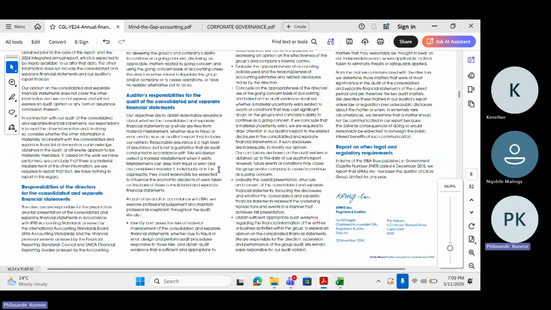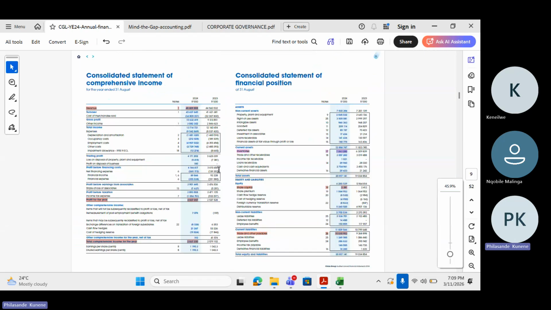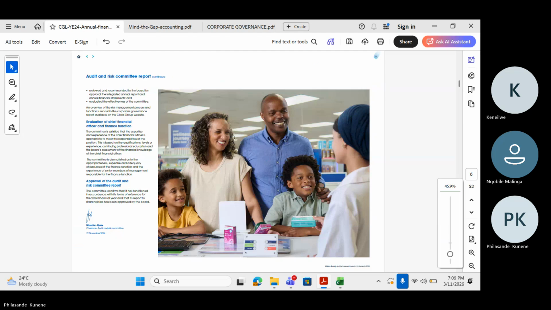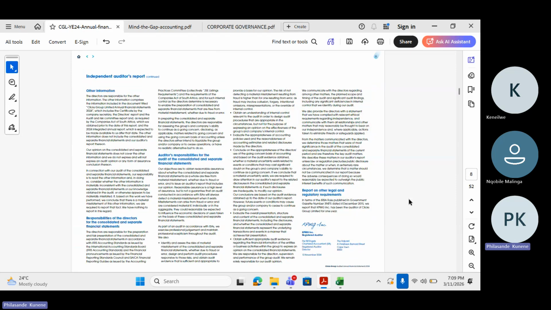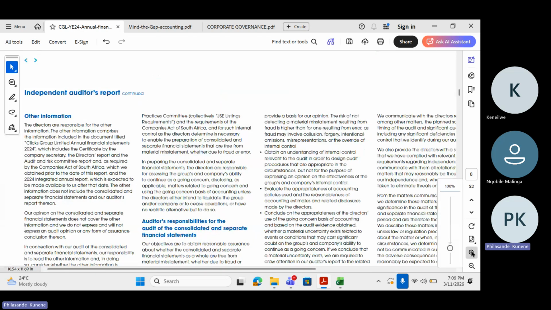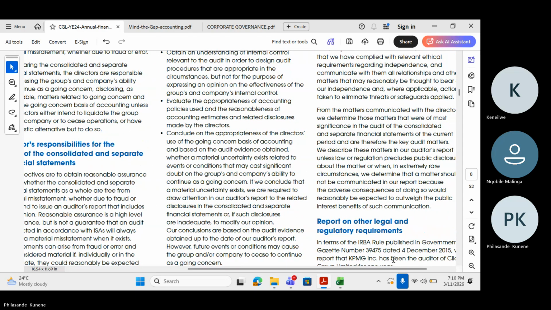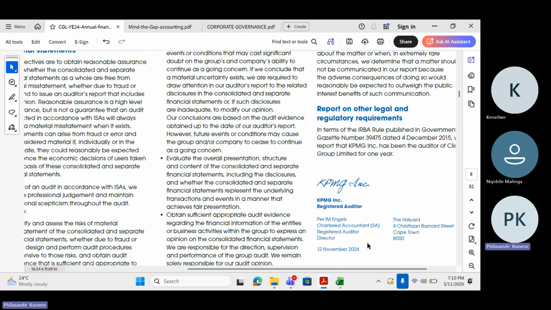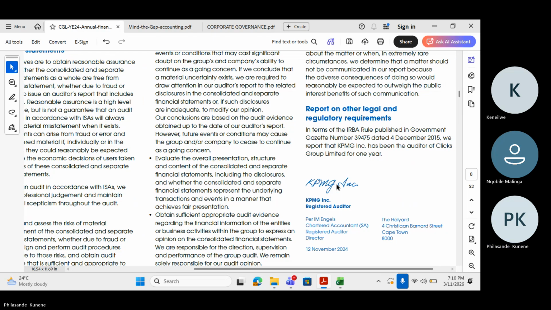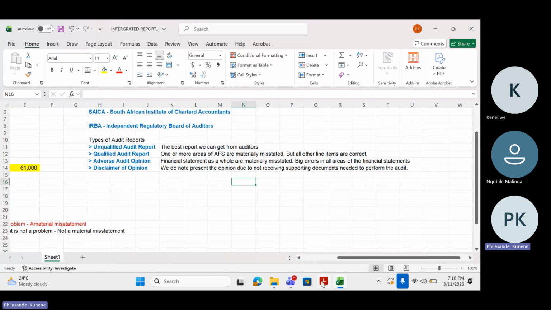As you can see here, who signed this one? These ones were signed by KPMG. As you guys can see here, this company is audited by KPMG. KPMG is one of the auditors. You can see here, KPMG registered auditors. That is an audit firm. KPMG, that is an audit firm. So these are the things that we should be aware of, guys.